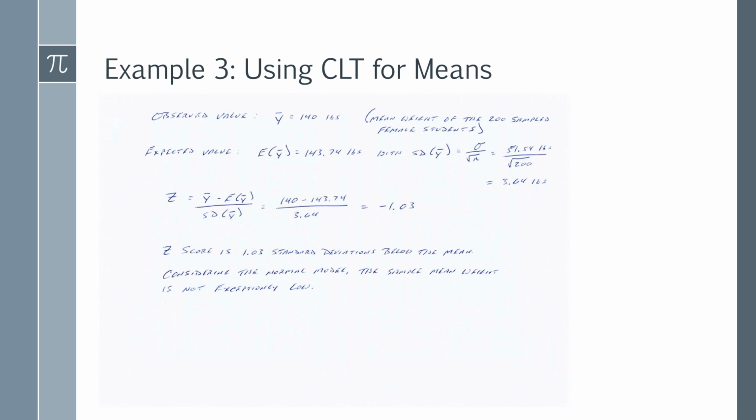So considering the normal model, the sample mean weight is not extremely low. We're only about one standard deviation below the mean. That is not an unusual value. That's why we say that, considering the normal model, the sample mean weight is not exceptionally low. It's not an unusual data point.